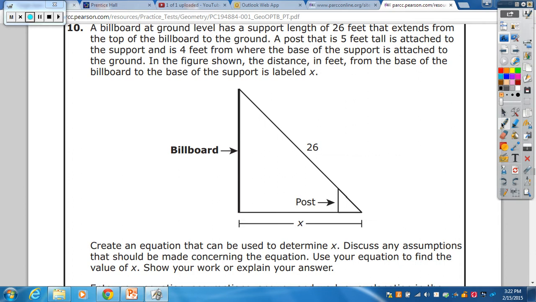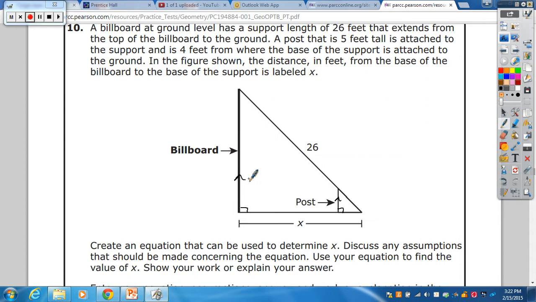So for the second part, discuss any assumptions, I would definitely write down something like this: the post and the billboard are going to be perpendicular to the ground. This is going to be key, that those are perpendicular to the ground. Therefore, the post and the billboard are going to be parallel to each other. The reason I'm setting this up is that you can solve this one of two ways. You can use trig functions, or you can use similar triangles.